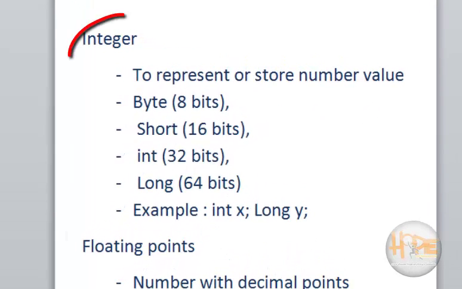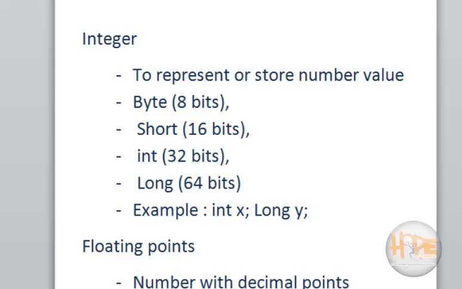First, integer, to represent or store number value. It contains 4 data types: byte, short, int, and long. Each data type occupies some memory space. Byte occupies 8 bits memory, short occupies 16 bits memory, int occupies 32 bits memory, long occupies 64 bits memory.